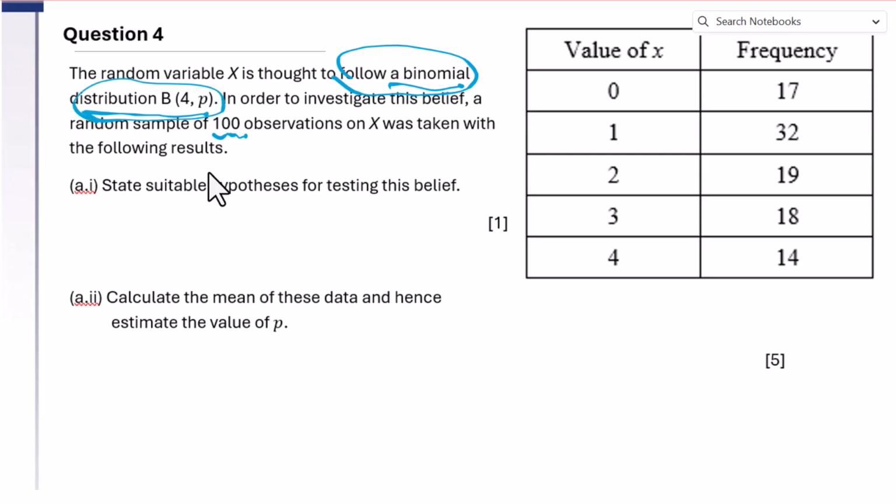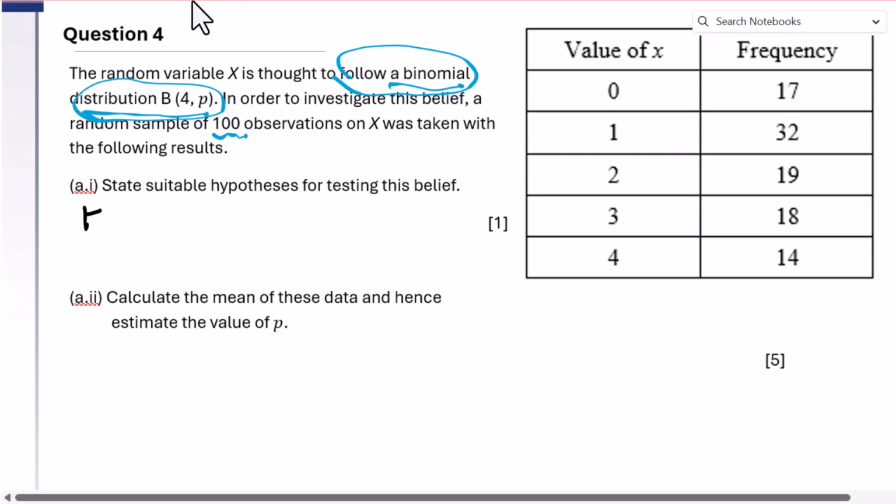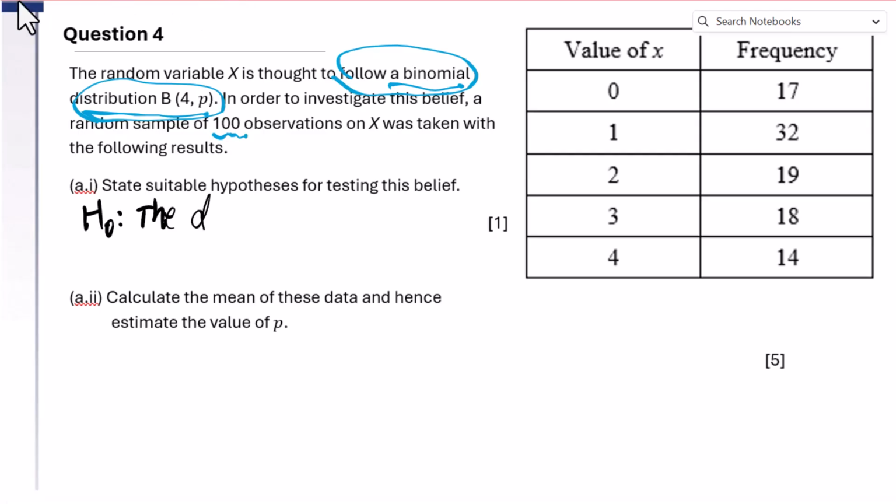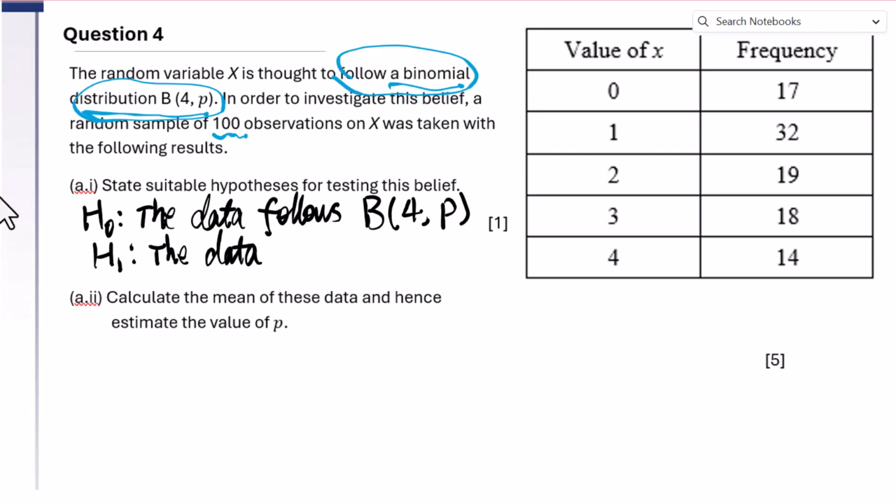Chi-square GOF test. So, H0, the data follows a binomial distribution with 4 trials and P as the probability of success. H1, the data doesn't follow this binomial distribution.